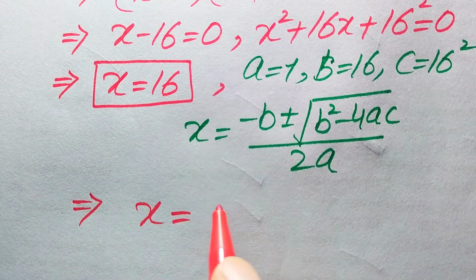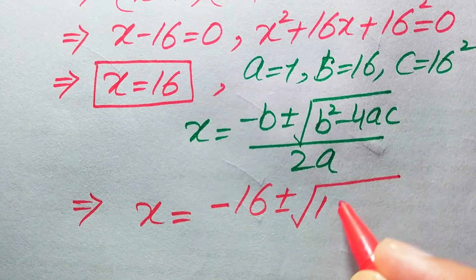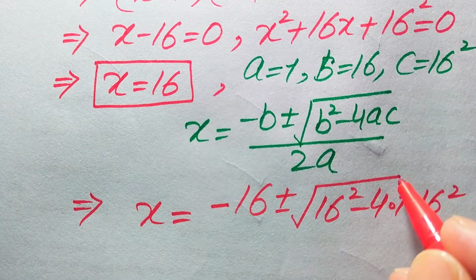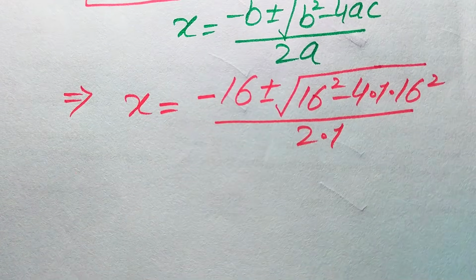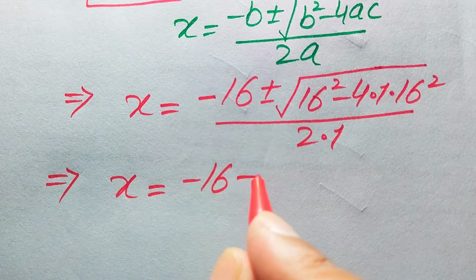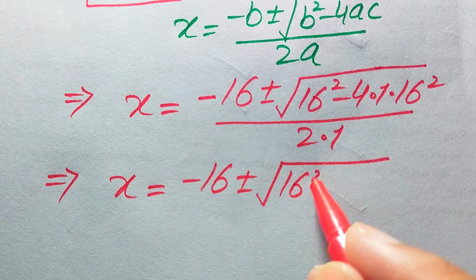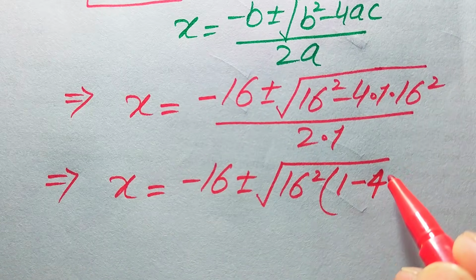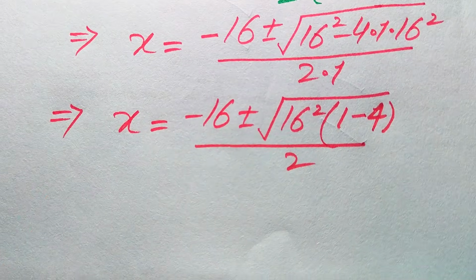So this is our quadratic formula, and here we substitute all the values of a, b and c, and this will be written as x is equal to minus b, the value of b is 16, plus minus square root of 16 square minus 4 times a is 1 and c is 16 square, divided by 2 times a, and here our a is equal to 1. And further in the next step we have x is equal to minus 16 plus minus square root of, here we take common 16 square inside the square root sign, and the remaining values are 1 minus 4, divided by 2 times 1 is equal to 2.